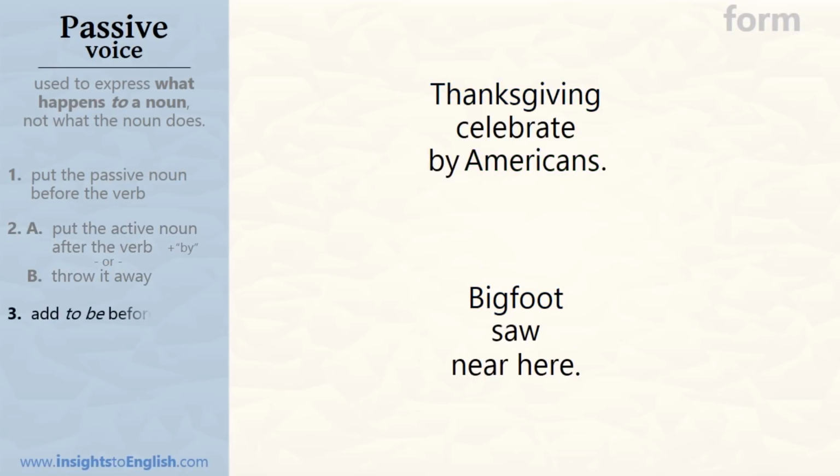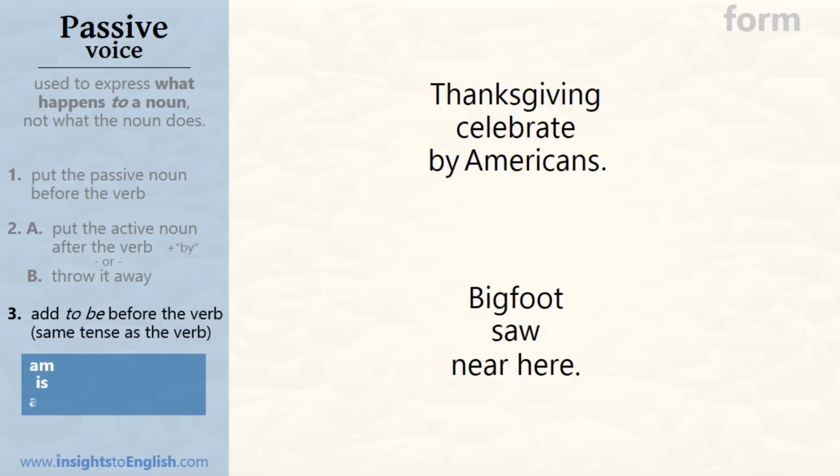Step 3. Add "to be" in front of the main verb. What are the forms of "to be"? Am, is, are, was, were, be, being, been. Thanks for the reminder. Now, in the top sentence, the verb is in the present tense. What is "to be" present? Am, is, or are. Okay, Thanksgiving am, Thanksgiving is, or Thanksgiving are.